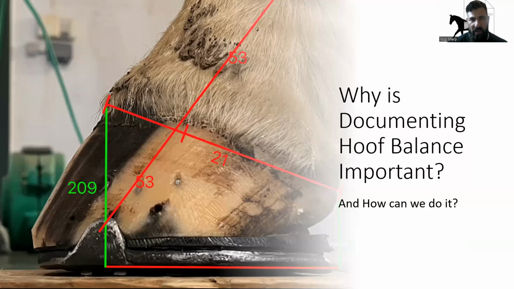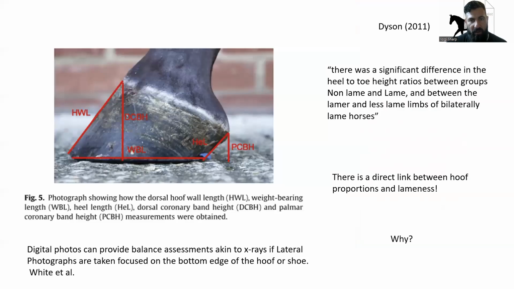We will touch on some of the other views as well, because obviously you can use HoofmApp from a lateral view, from a solar view, and from a DP view, but today we're going to focus on a lateral view. Okay, so why is documenting hoof balance important and how can we do it?